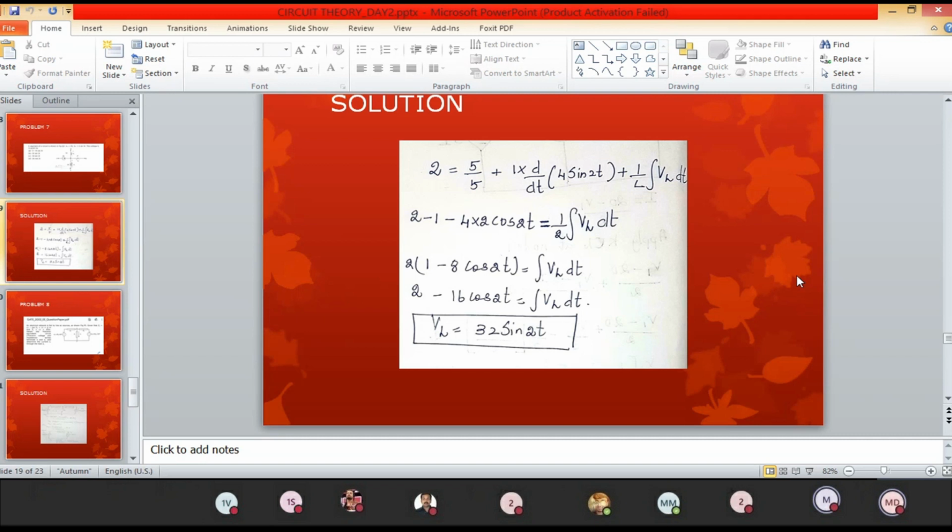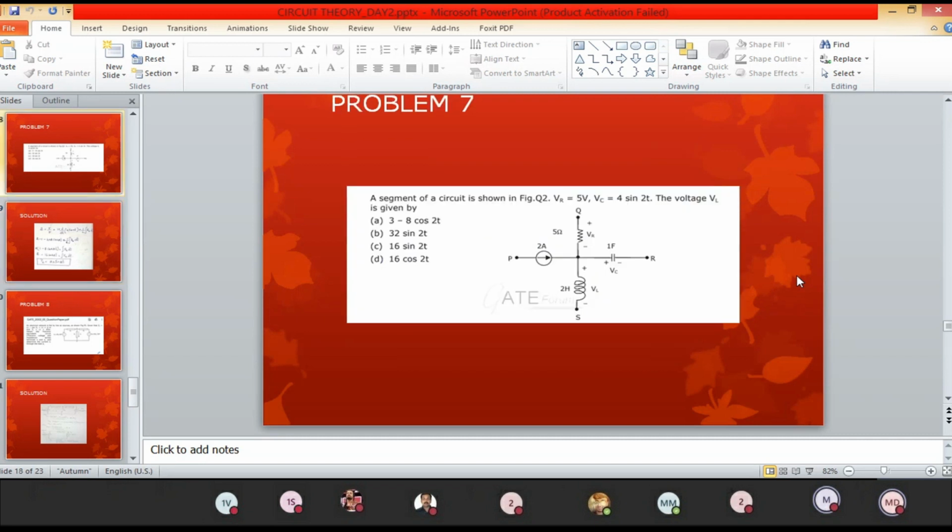To remove the integral, I have to differentiate the other side. Differentiation of the constant 2 is 0, and differentiation of cos is minus sin, with the 2 from the argument, so minus 16 into minus 2 gives 32 sin 2t. So the voltage across the inductor is 32 sin 2t. Choice B is correct.